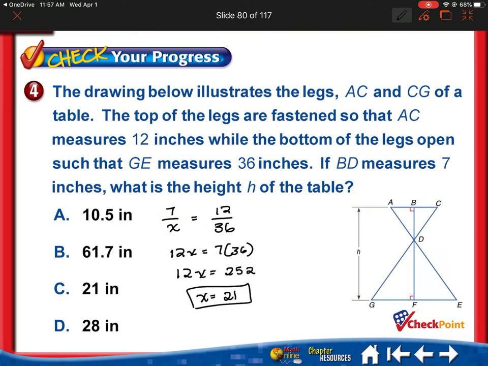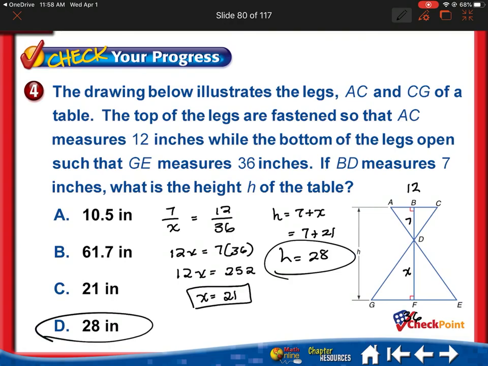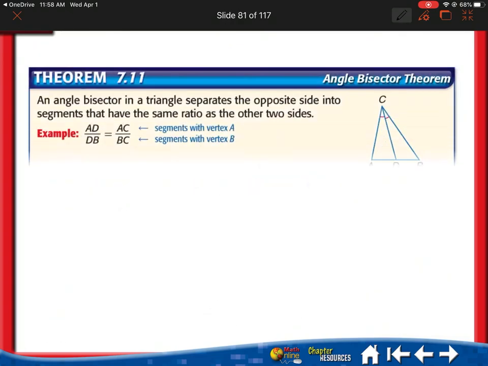But it wants to know what the height of the table is. So if I go back, we knew that this length down here was 36. We knew that this top height was 12. We know that this is 7. We know the entire thing from B to F is H. So what we found here was X. So if they want the height of the table, so H, that means I'm going to have to do 7 plus X. So H is equal to 7 plus X. So 7 plus 21, we get the height is 28. Perfect.